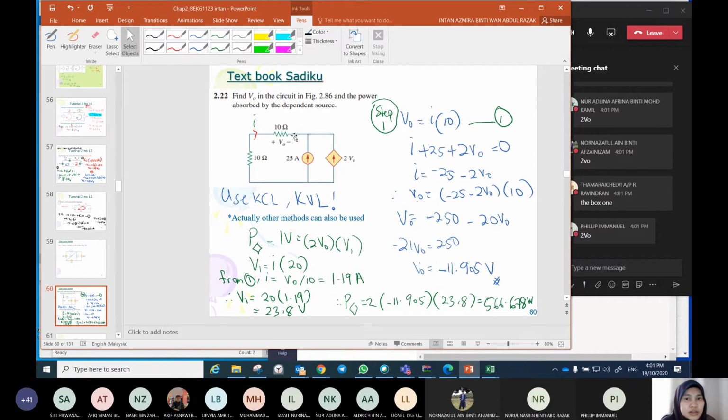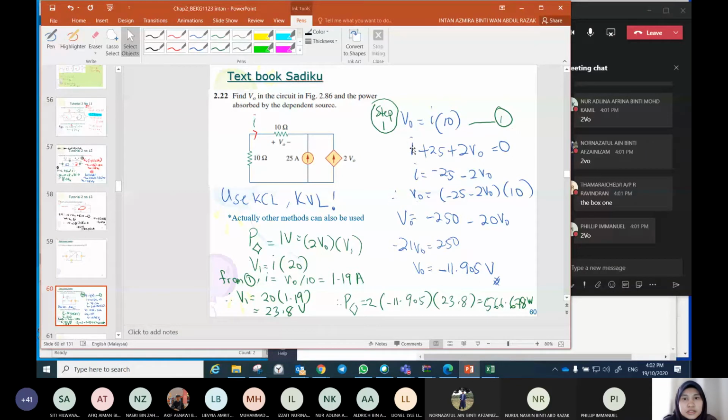Since we just learned about KCL, KVL, and Ohm's law, how to find V naught? Of course, by using Ohm's law. V is equal to I R. Okay, we have R here, but we do not have the I that flows through this 10 ohm. So we have to find the I. This is step 1. V naught is equal to I multiplied with 10, so we name it as the first equation.